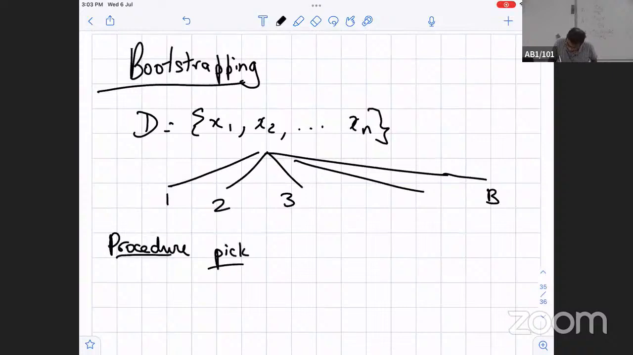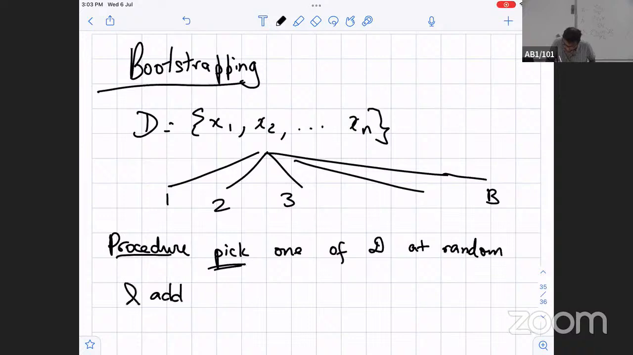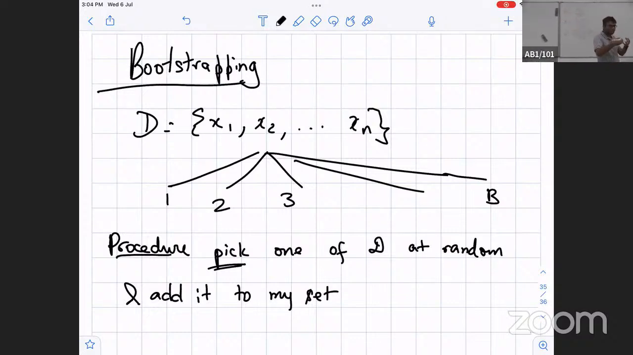pick one of D at random, and add it to my set. So like that you will repeat. So what can happen? I can add multiple items, the same item I can repeatedly add, and there could be some items that I completely miss. Do you see how I'm generating these samples? So this will be my sample, let's say D tilde 1, D tilde 2, D tilde 3.